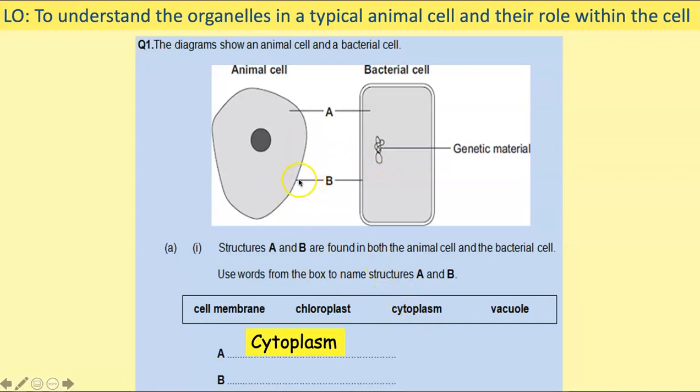Structure B, this organelle is surrounding the cytoplasm. So we know that this must be the cell membrane. Make sure you're marking your answers and make sure that if you're getting any of the answers wrong, you are correcting them so you can go back through your notes for revision.